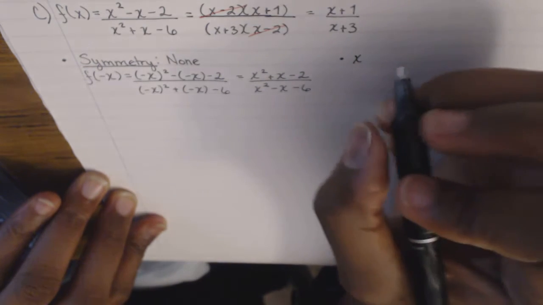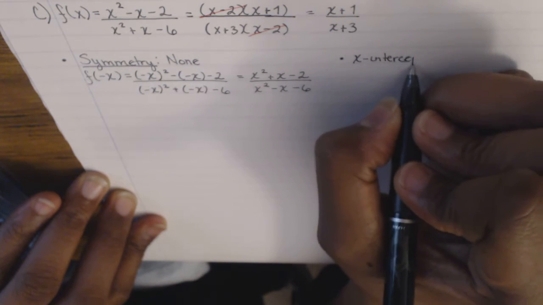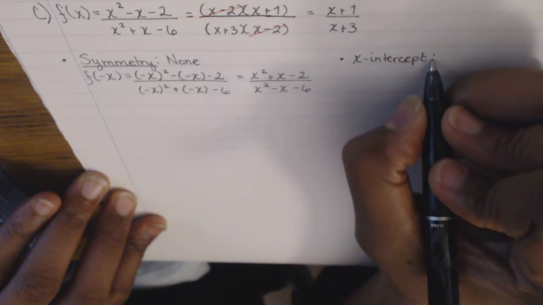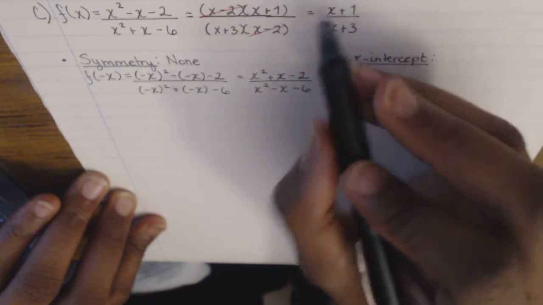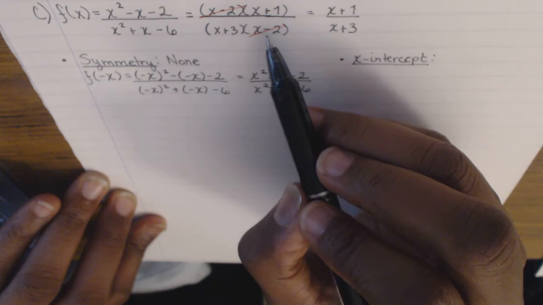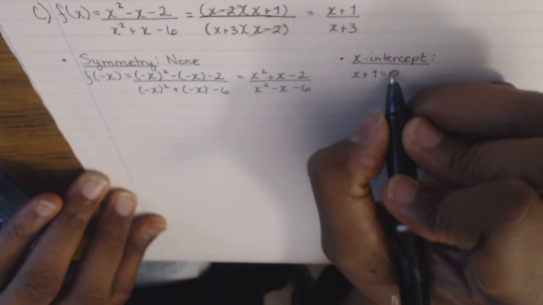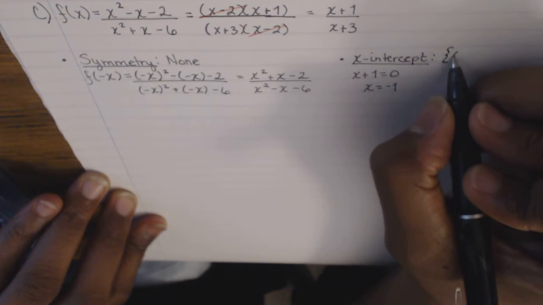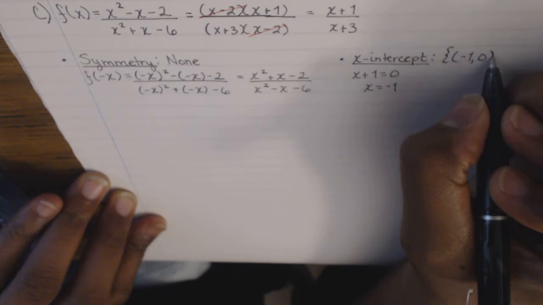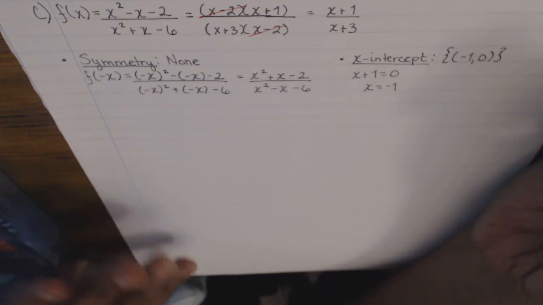I'm going to look for any x-intercepts I may have, see if I have at least one. I'll take my simplified numerator because my x minus 2 canceled. So x plus 1 is equal to 0, so x is equal to negative 1. So my x-intercept is x is negative 1, or negative 1, 0.